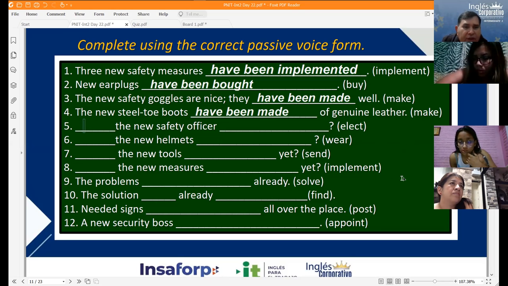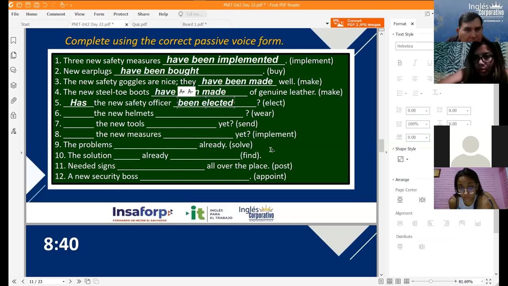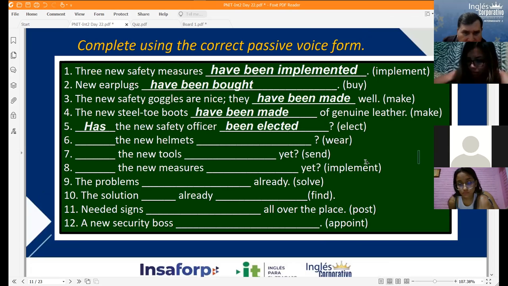What do you say for number five? The new safety officer has been elected? Excellent, Pedrina. Yes, very good. Has the new safety officer been elected? Has the new chief of security been elected?